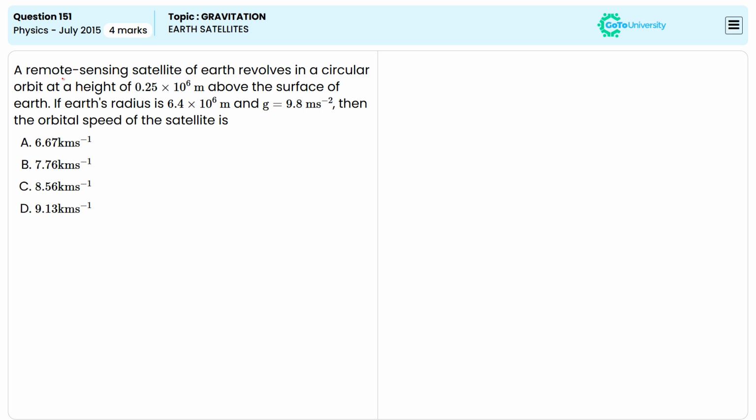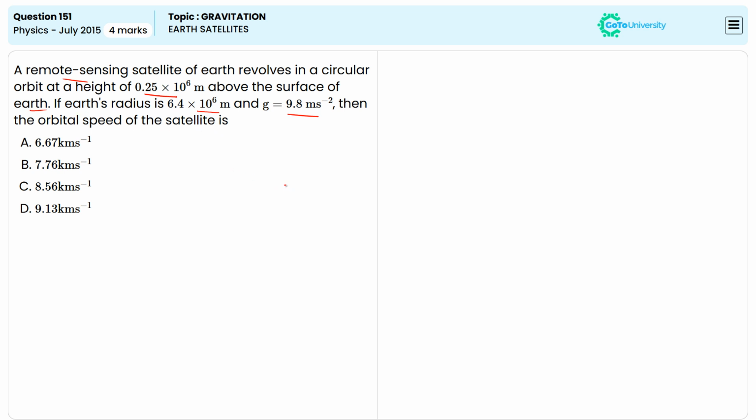A remote sensing satellite of Earth revolves in a circular orbit at a height of 0.25 × 10^6 meters above the surface of the Earth. If Earth's radius is 6.4 × 10^6 meters and acceleration due to gravity g is equal to 9.8 meters per second squared, then the orbital speed of the satellite is what we need to find.